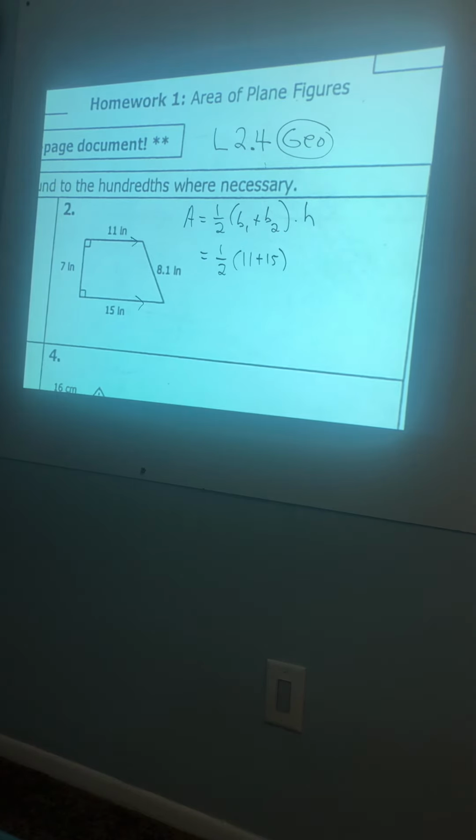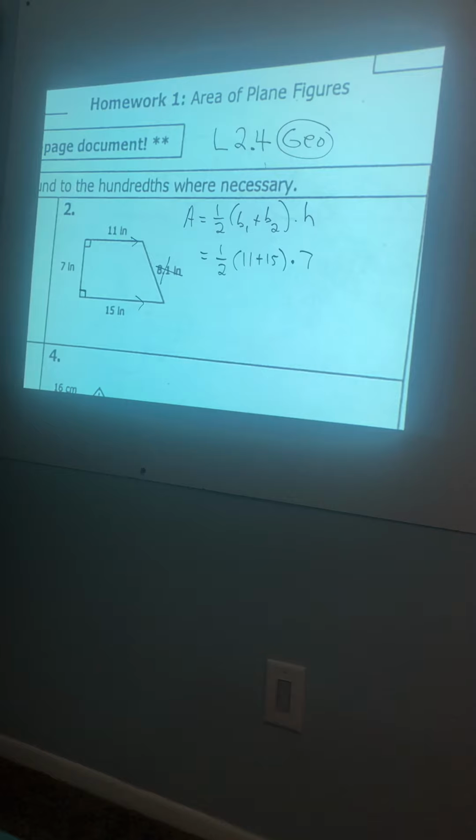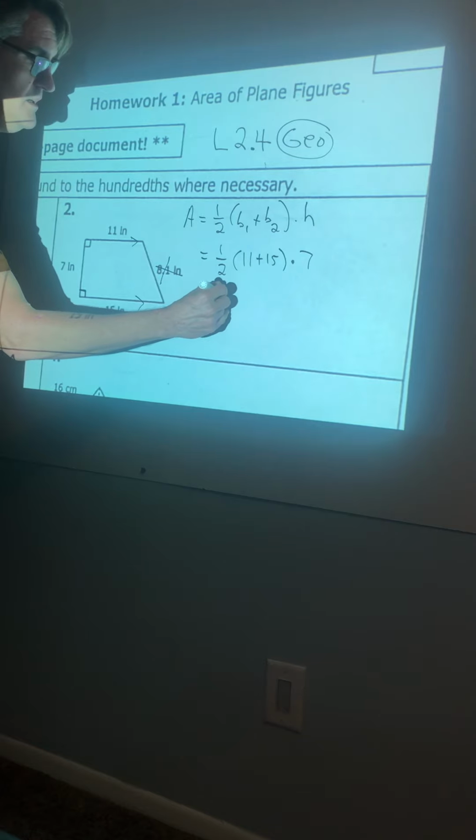Oh yeah, very good over there. The easiest way to find the height is to look for 90 degrees, and that 90 degrees tells you the bases goes with the height of 7 inches. So this 8.1, you can cross it out. You don't need that 8.1 to find the area. The 7 is perpendicular to the 15 and the 11, so that serves as your height. Let me pause for a second. The bases are the sides that are parallel, and the height, 7, is the one that's perpendicular to the bases. Once you get here, remember parentheses is king.